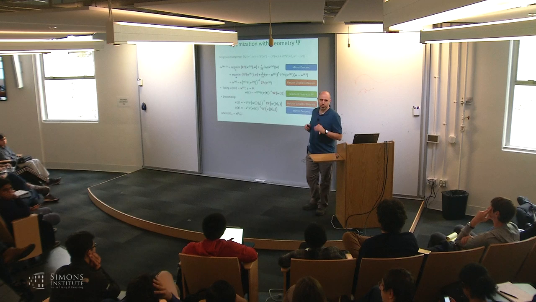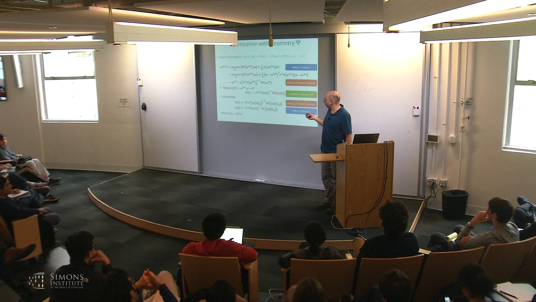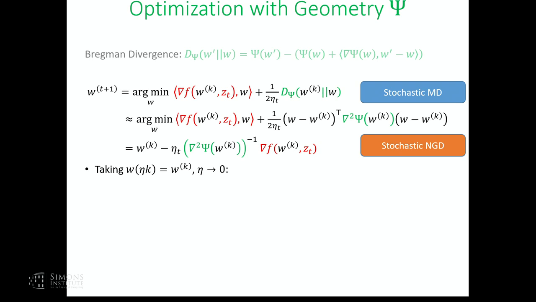Okay. So what I did here is for batch gradient descent, batch mirror descent. What happens with stochastic mirror descent? So for stochastic mirror descent, I have the same thing, just that every time, instead of taking the full gradient, I'm just taking the gradient with respect to a single observation ZT. And again, I can talk about the second order approximation. The second order approximation gives me the natural gradient descent. They're both going to have the same limit when the step size goes to zero. And what is going to be this limit if we take the step size to zero?